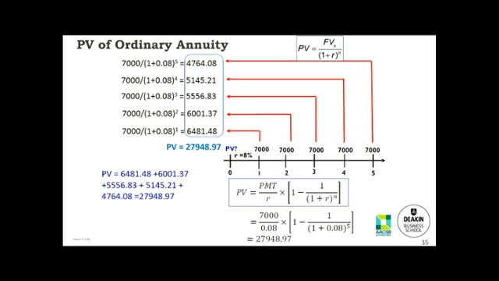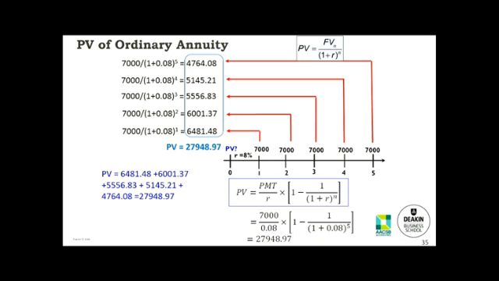R in that equation is your discount rate, interest rate. Do you agree? N is your number of payments, which is 5. R is 8% interest. PMT is 7,000. N is 1, 2, 3, 4, 5, so 5. Plug the numbers into the equation. Are you able to work out the present value of this cash flow stream? Do you agree? That's how to work it out.